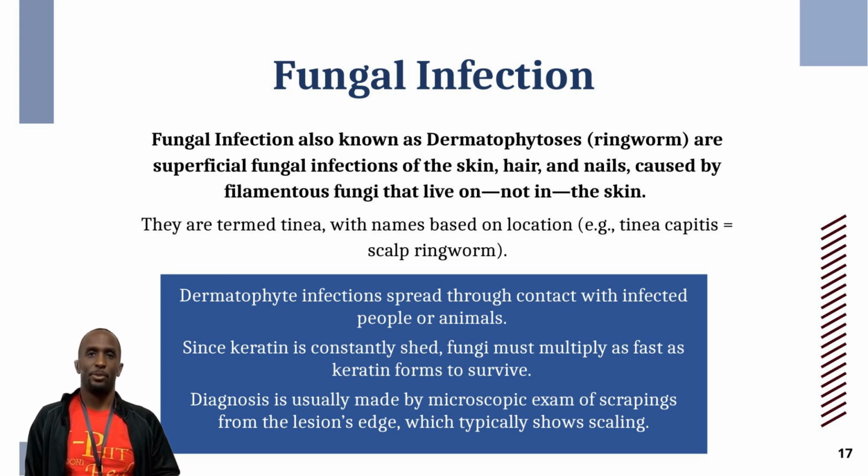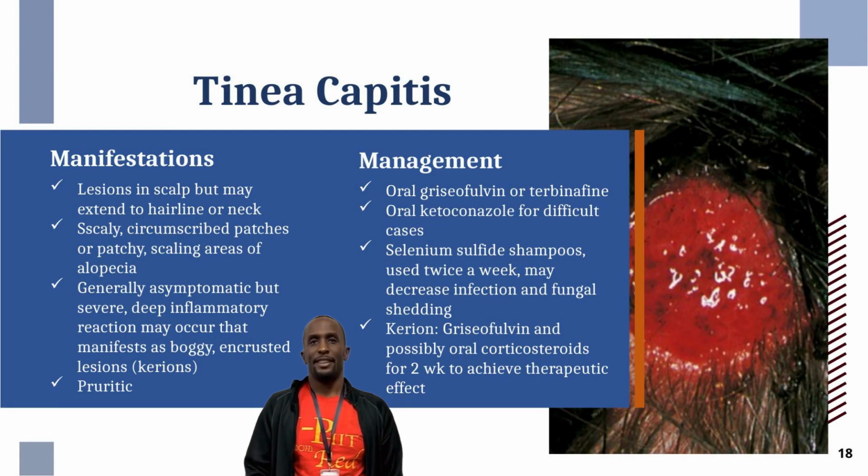These infections spread via contact with infected individuals or animals. Diagnosis involves microscopic examination of lesion scrapings, revealing characteristic scaling. Tinea capitis affects the scalp, causing scaly patches or alopecia. While often asymptomatic, severe cases can lead to kerions, which are boggy, encrusted lesions.